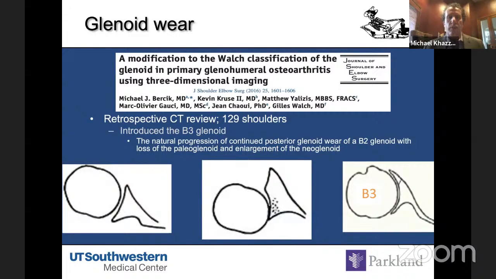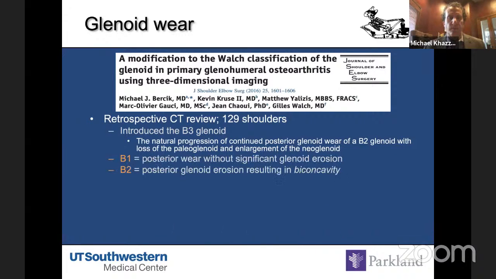So as the progression of the B2 continues over time, it becomes a B3, which basically indicates progression of the neoglenoid into a monoconcave glenoid again, and the humeral head appears to be re-centered, even though it's significantly posteriorly subluxed. It is just that the erosion has occurred so significantly that it appears re-centered.